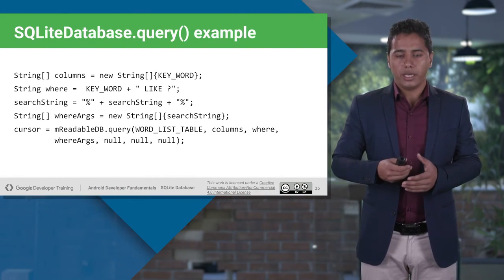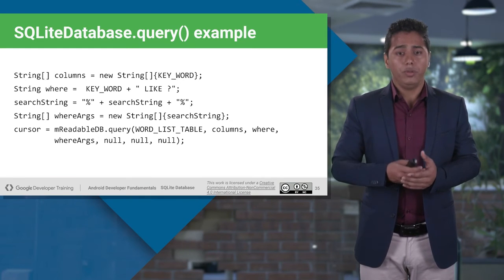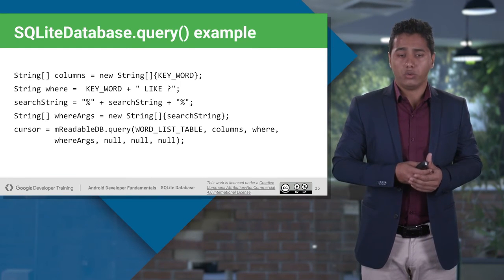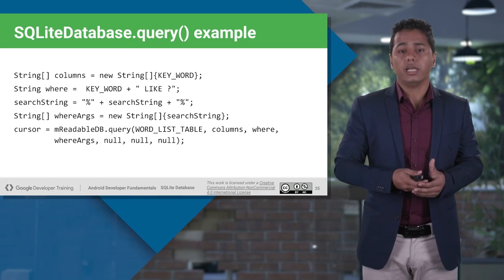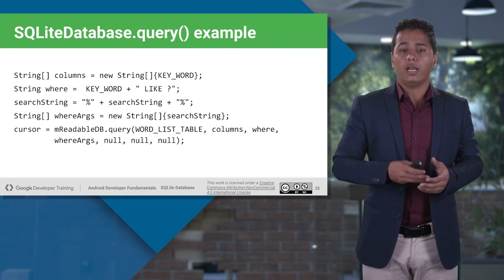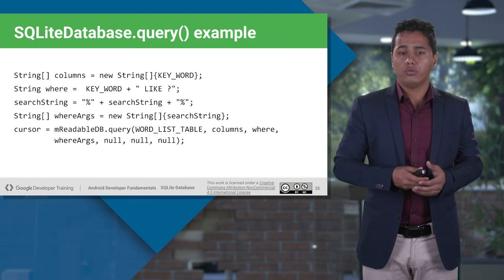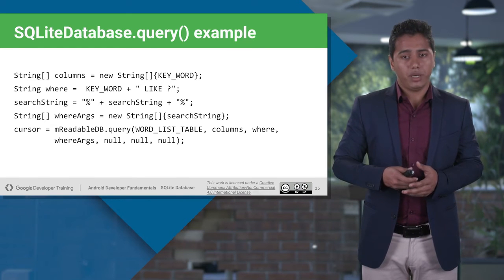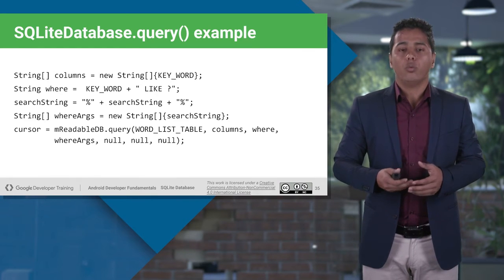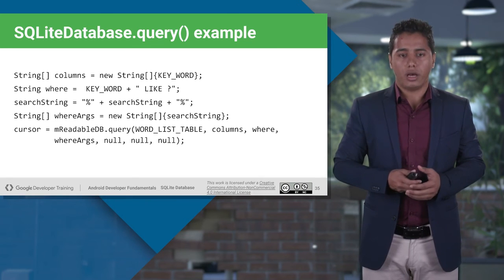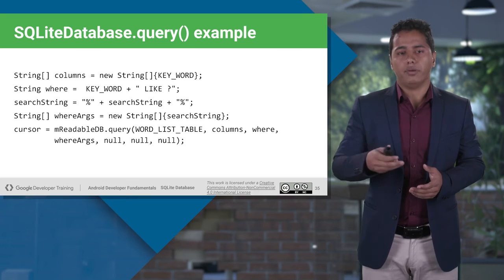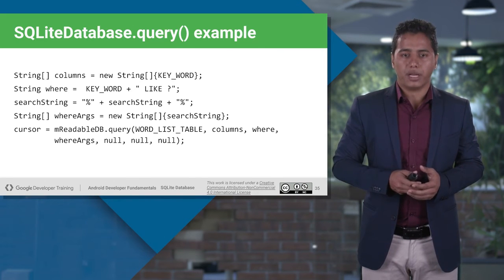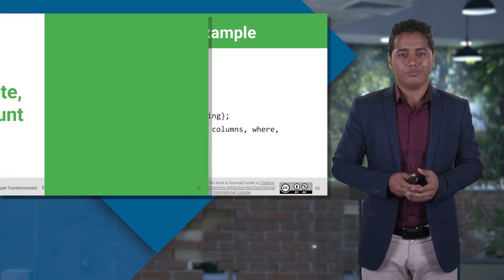So this is how it looks like in the code. You will be again using a SQLite database object dot query and the table name you want to update, the columns you want to select or you want to see, and which kind of column you want to see, that will be my where clause, and what are the values of those where clause, that is where arguments, and other I'm putting null, but you can always put the order by and having and other parameters also.